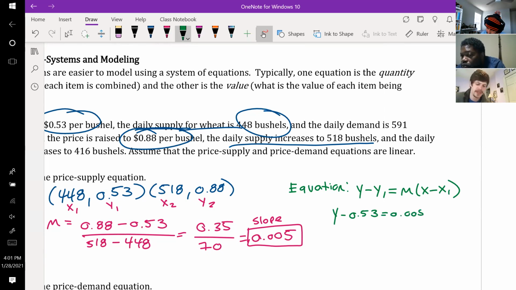And so what is this equation called? This is going to be the price supply equation. But that is the point slope formula. We saw that last class, because in the name, it's telling you what you need. You need a point and you need a slope.